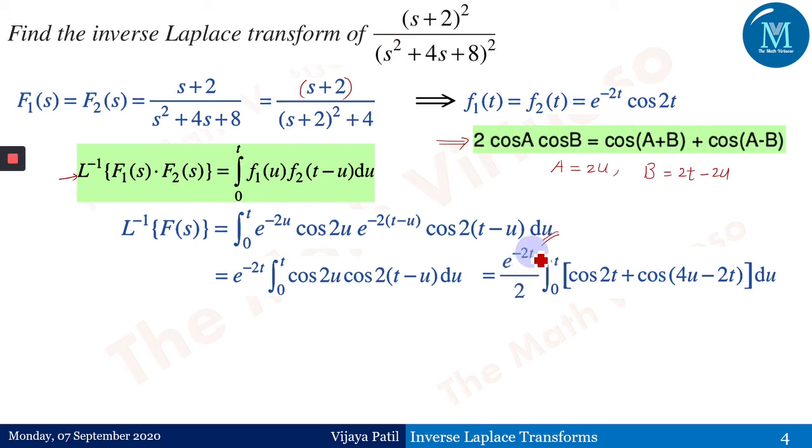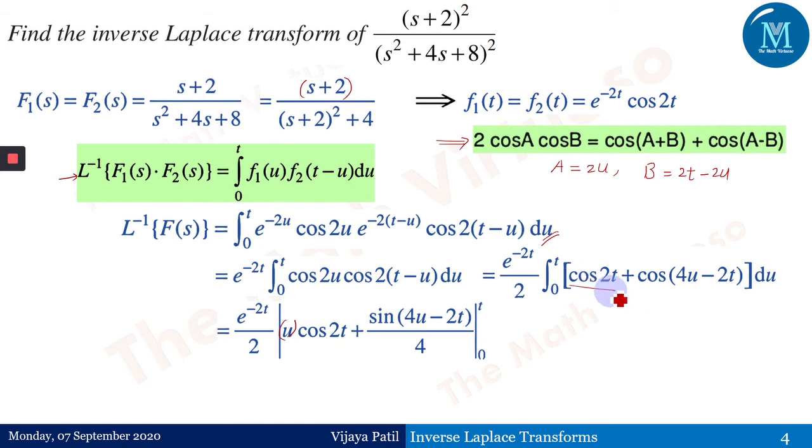so 1 by 2 e to the power minus 2t by 2, 0 to t, this would give us cos of 2u plus 2t minus 2u. The 2u minus 2u will go off, cos of 2t will remain here, plus cos of a minus b, that is 2u minus 2t plus 2u, which gives us 4u minus 2t du. And similarly, what we have done in the last step, the same thing, because cos of 2t is a constant with respect to u.